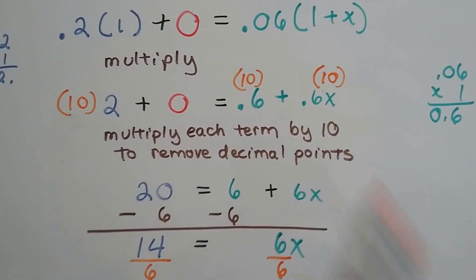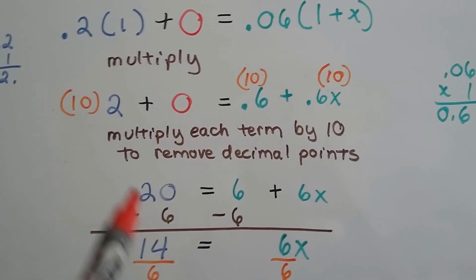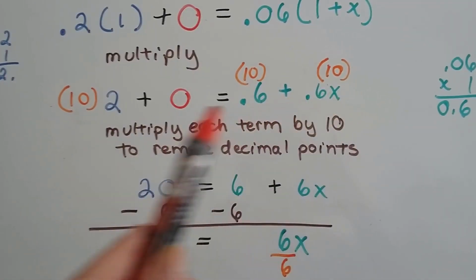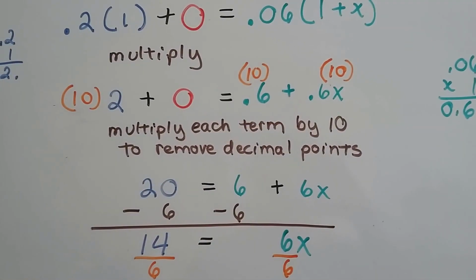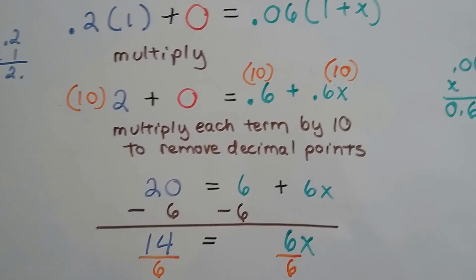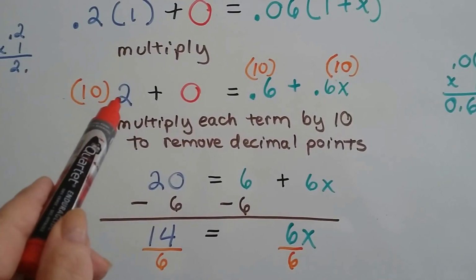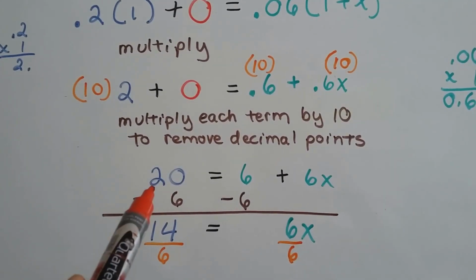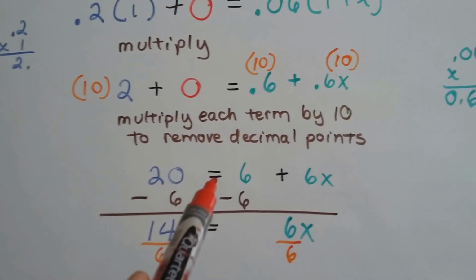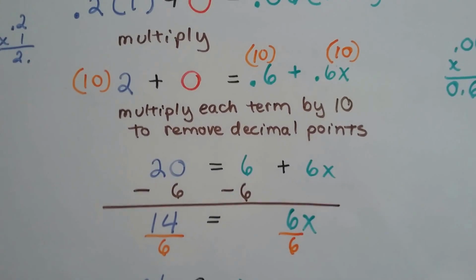We've still got decimals in the equation. We can multiply every term by 100 to get rid of the decimals. That'll make the 0.2 a 20, and the 0.06 a 6. So now our new equation says 20 is equal to 6 plus 6x.